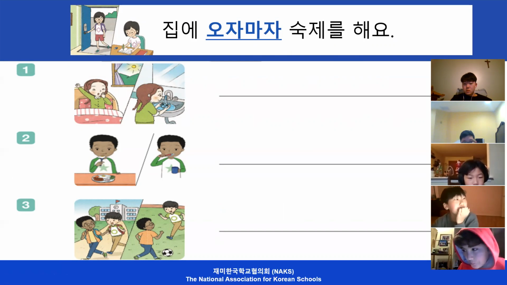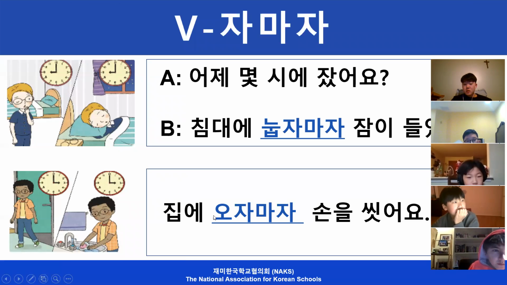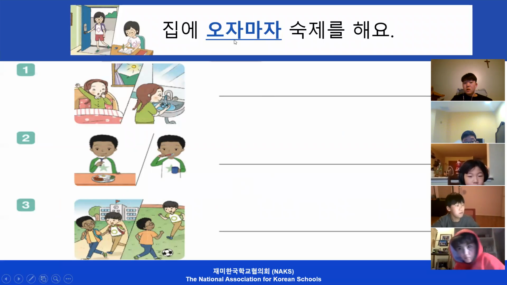She went home and did her homework. Okay. She did go home, but like, what does this mean? 오자마자. This is the same thing that we just did. Oh, when she came back home. As soon as she came back home.